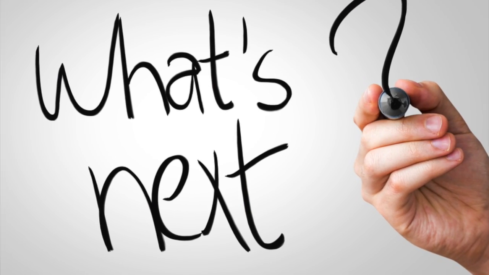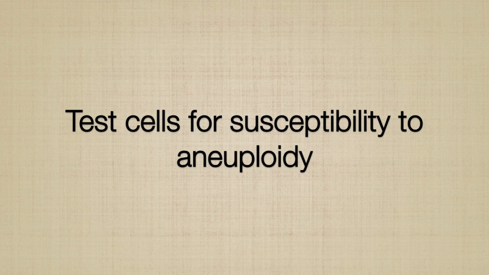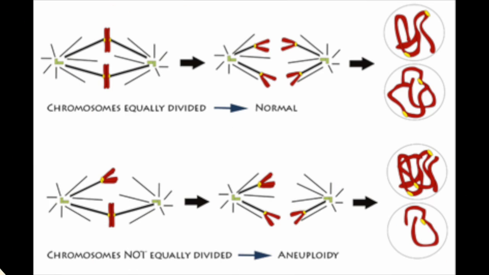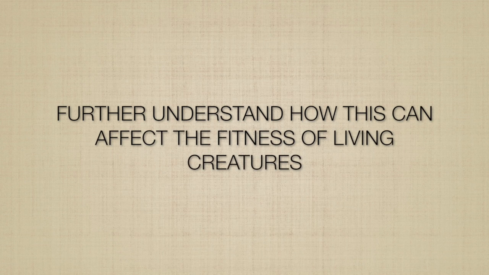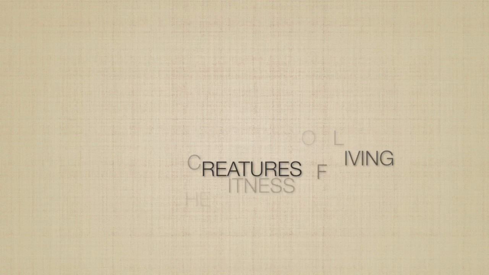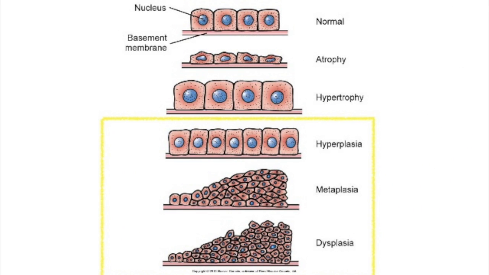So what does this mean for our future goals? We will test KIF18A deficient cells for susceptibility to aneuploidy. This will help us determine if the protein affects the splitting of chromosomes during anaphase. We would also like to further analyze how this mutation could affect the fitness of living creatures, such as how the deficiency can affect stem cells, or how it can eventually lead to the growth of tumors.